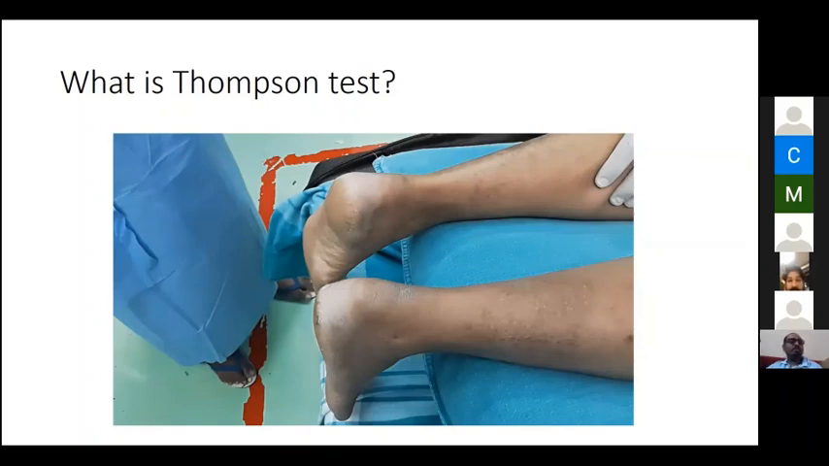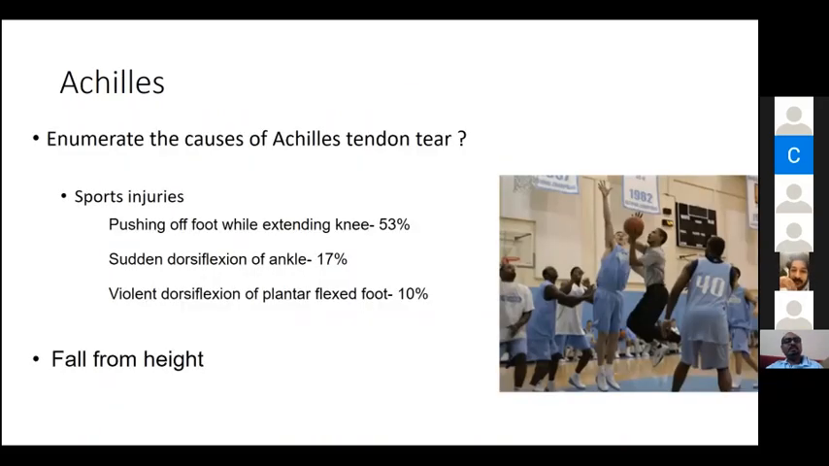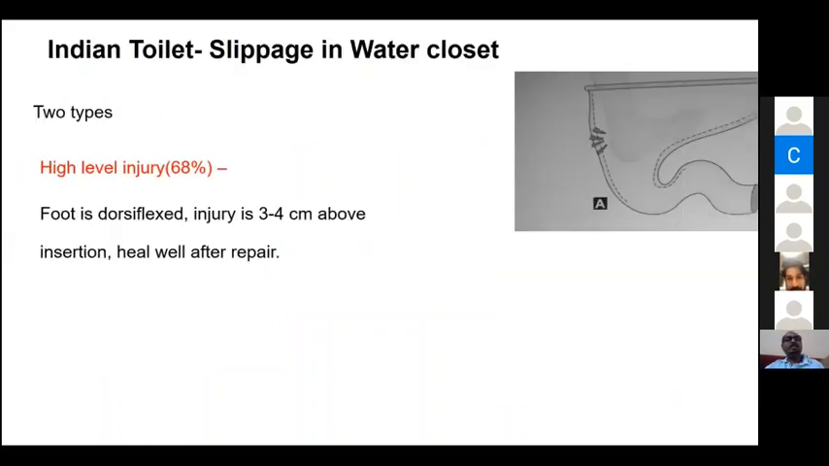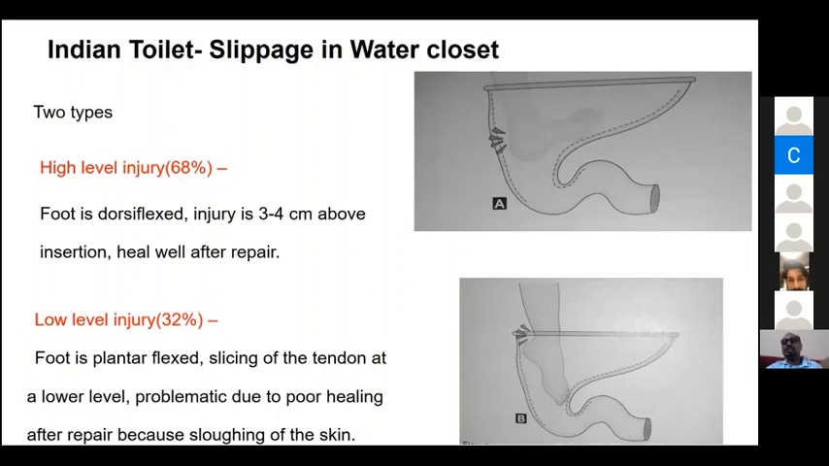Something we find lesser and lesser nowadays, but very common in northern India: the Indian toilet injury. Yeah, so that is still there. The sports injuries are one of the commonest causes: sudden dorsiflexion, sudden plantar flexion, fall from height. And the Indian toilet injury is something which you should remember. This is the picture which you should remember. I hope you can see the foot. It's faint, but this is how the Indian toilet injury is.